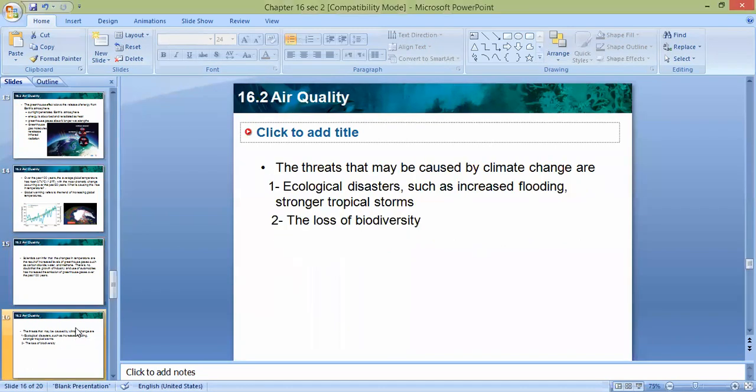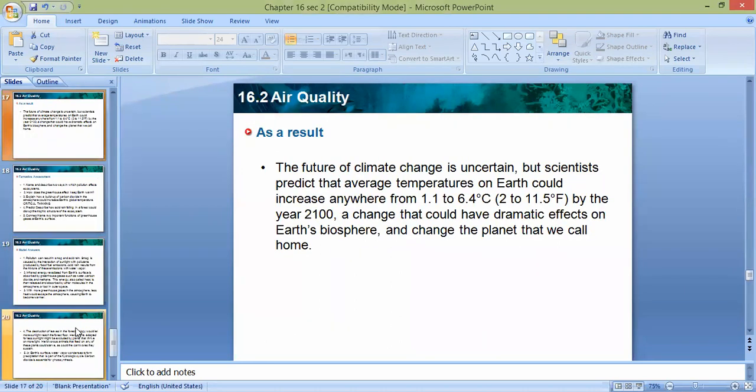Okay? So now, what are the threats that may be caused by climate change? Imagine the climate changes and the Earth's temperature becomes higher. It will cause ecological disasters. Like what? More flooding, more tropical storms, and loss of biodiversity. Many living things cannot live in such very high temperature areas. As a result, the future of climate change is uncertain. We still don't know how much the climate will change in the future.